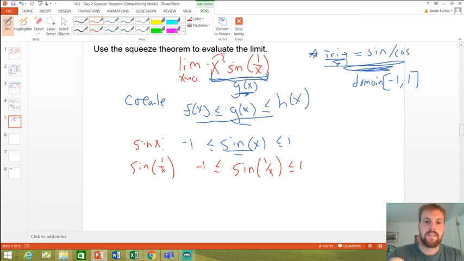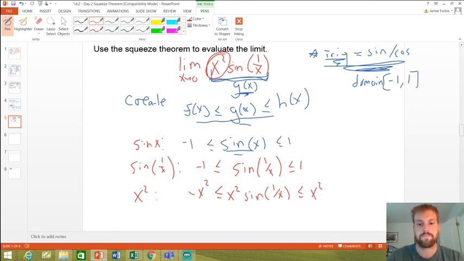Now the only thing we're missing is this x squared. So the next part we're going to do is the x squared. Now this is going to change the inequality. If I multiply the inside here by x squared, I am changing that inequality between -1 and 1. And if I multiply the inside by x squared, I got to also multiply the outside by x squared. So now that inequality is true from what I've started with, from what I know.